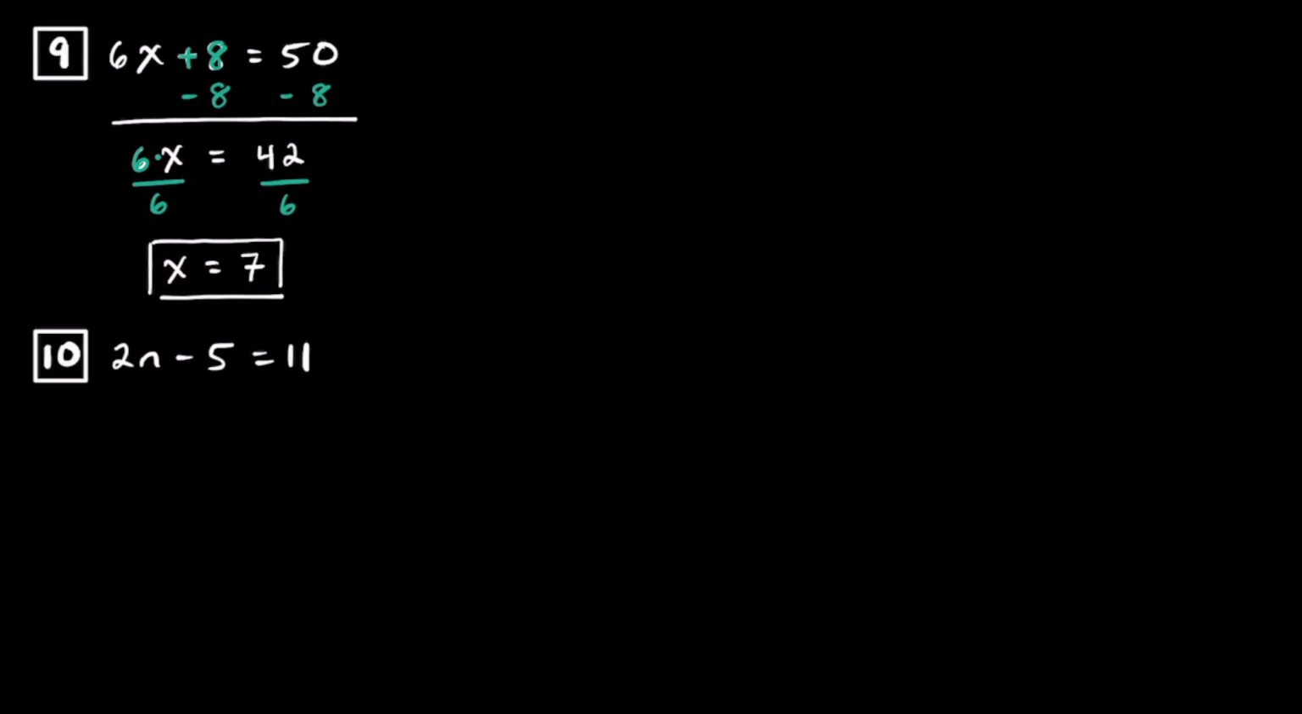For number 10, we have the equation 2n minus 5 is equal to 11. So again, let's undo the subtraction here.